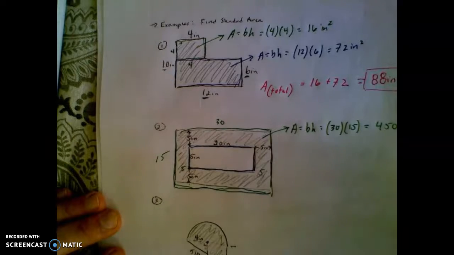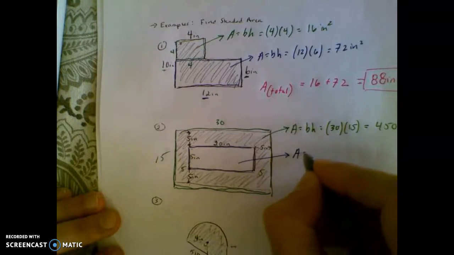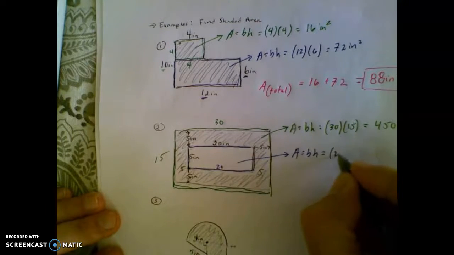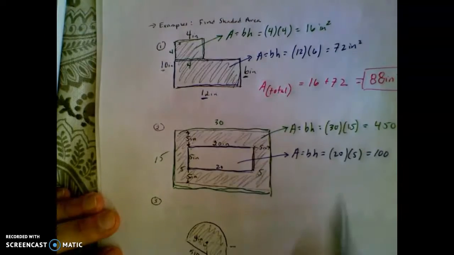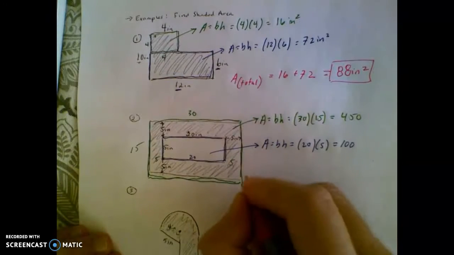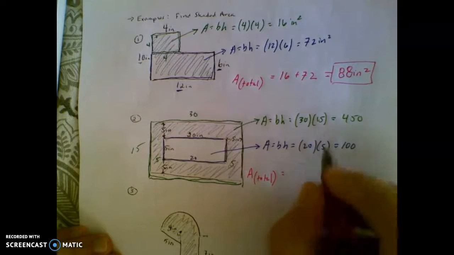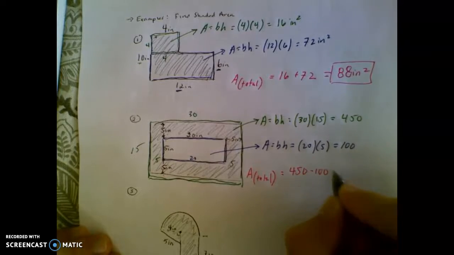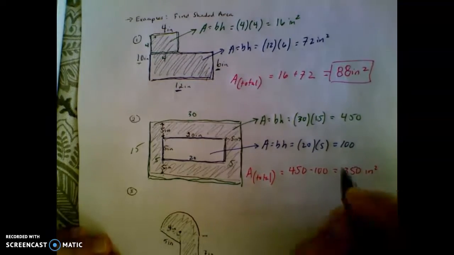So that's the area of the overall green one, but again, I don't want all that area. I don't want this part of it in here. That area is going to be base times height again. Base is now 20. Height on it is 5. So that area is 100. So now when I go to find the area total, it's going to equal the big green minus that 100. It's not shaded, so I'm going to remove it. So it's 350 inches squared on that one.